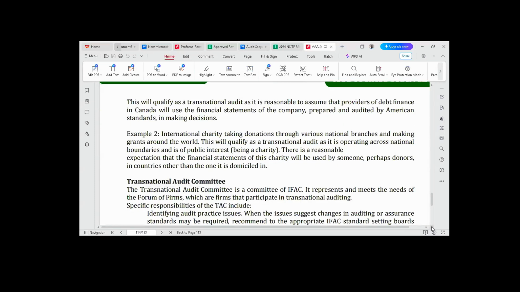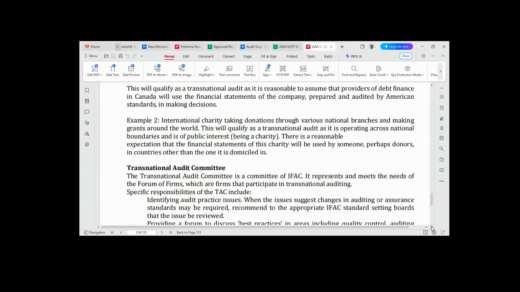So what do they do? Like I said, the transnational audit committee is a committee of IFAC that is represented on the board. That is the International Federation of Accountants. Because they are part of the board of IFAC, they identify audit issues with audit practices. They ensure that all those areas of improvement during practice are worked on.